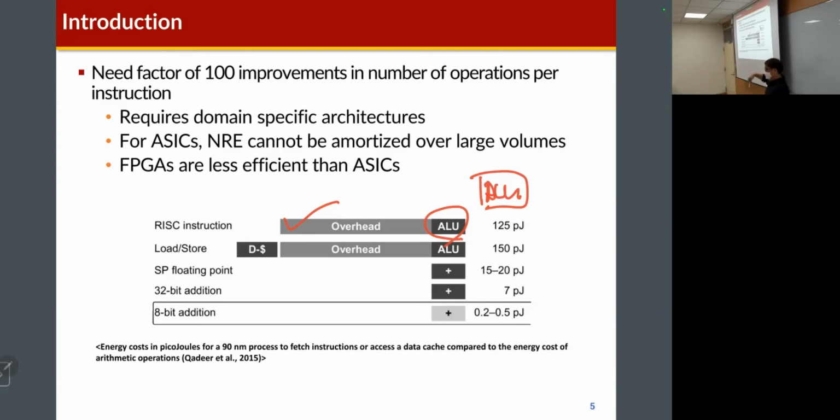Also, we apply prediction techniques such as branch prediction, memory disambiguation, the return stack, the return address stack. So many prediction technologies, many predictions are applied to our processor. So in order to execute a single instruction, many operations and many architectural techniques are required.